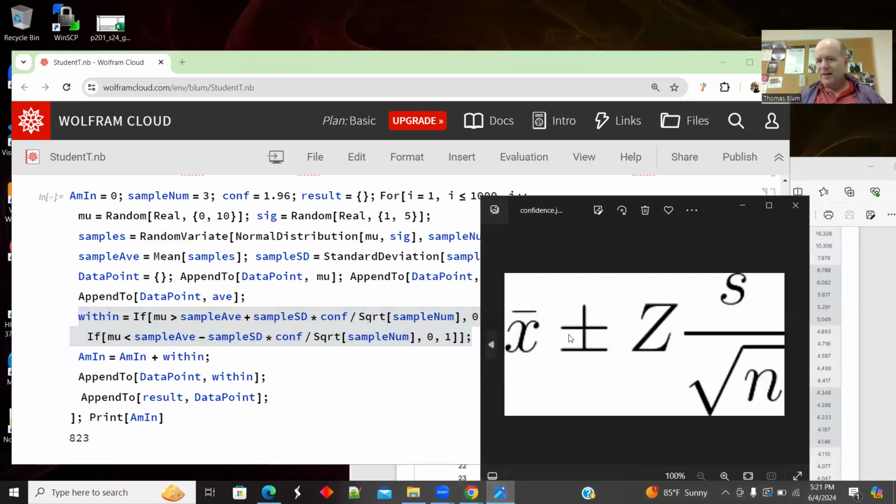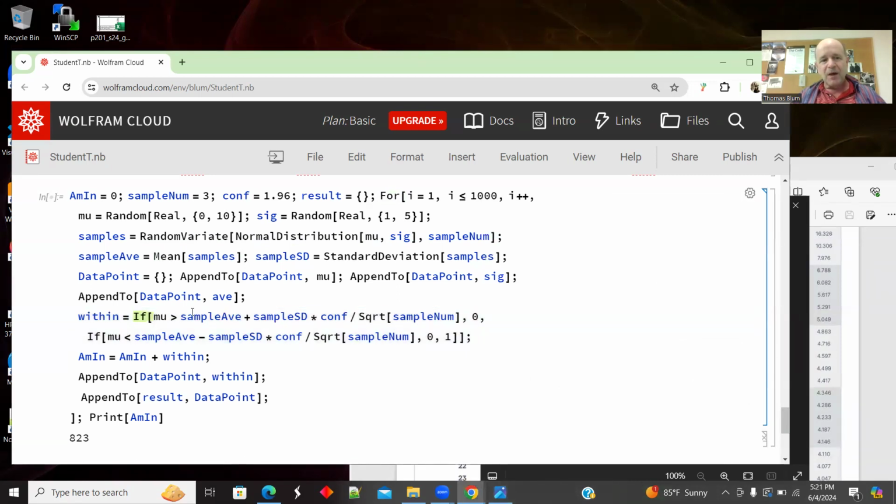So again, that is this idea, except now the S is going to be from the sample. So I have the plus and the minus. If my population mean, which I know in this case is mu, is outside the range above, I'm not going to count it. And then otherwise, I'm going to ask the other situation: is it too low on the other side of the interval? And then I'm not going to count it. Otherwise, 1, I'm going to count it. So within is going to be a 1 if my population mean is within my confidence interval, and then I'm going to add it. And I have this data point and there's a result, and I'm not doing anything with it. I was doing more at another time.